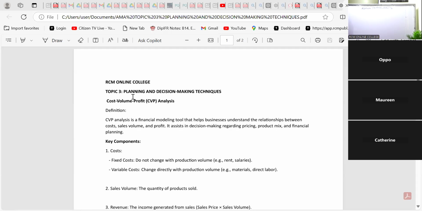We have the first subtopic here called cost volume profit analysis. Definition: CVP analysis is a financial modeling tool that helps businesses understand the relationships between costs, sales volumes, and profits. It assists in decision making regarding pricing, product mix, and financial planning decisions, ladies and gentlemen.